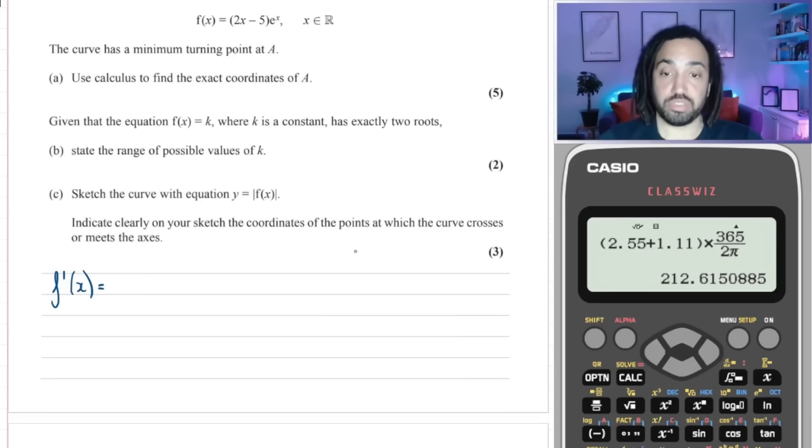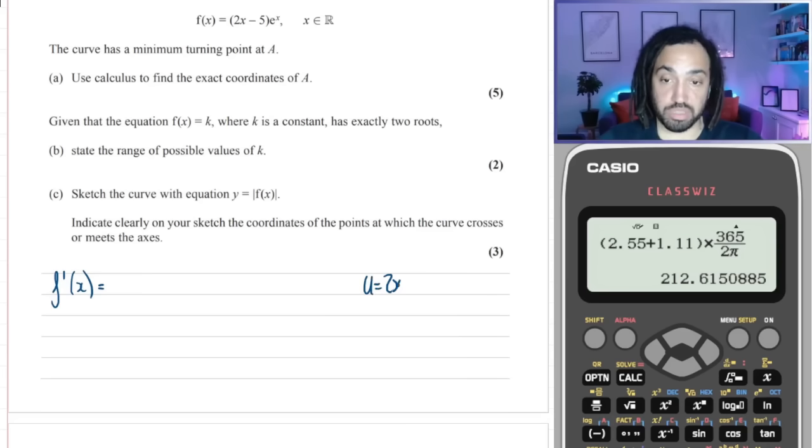Okay, so we're going to need to use the product rule. So what I'll do is I'll write u is equal to 2x minus 5 and v is equal to e to the x. We'll differentiate this with respect to x to get 2, and we'll differentiate this with respect to x to get e to the x.